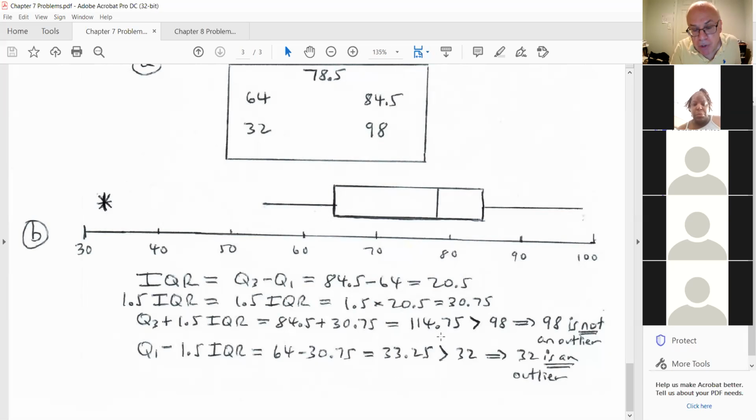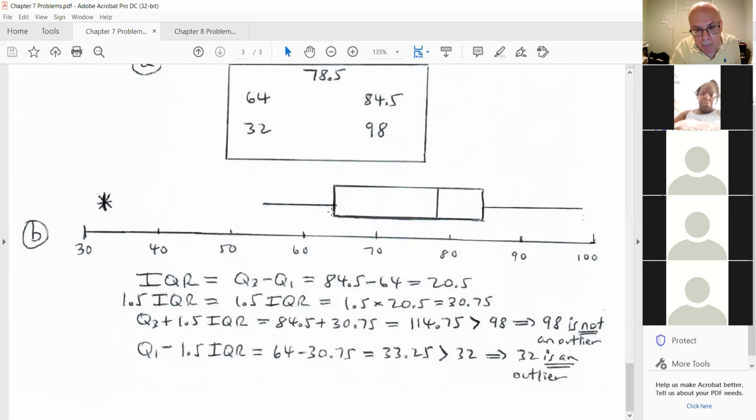And we say it's an outlier, and we put a little asterisk in the box plot to show that that's an outlier. But 98 is the largest number in the data set. It's not larger than 114.75, and therefore 98 is not an outlier. Now, if 98, which is the largest number in the data set, is not an outlier, that means no number is a large outlier, right? Because if 98 isn't an outlier, certainly any number smaller than 98 would not be either, that are bigger than the upper quartile.